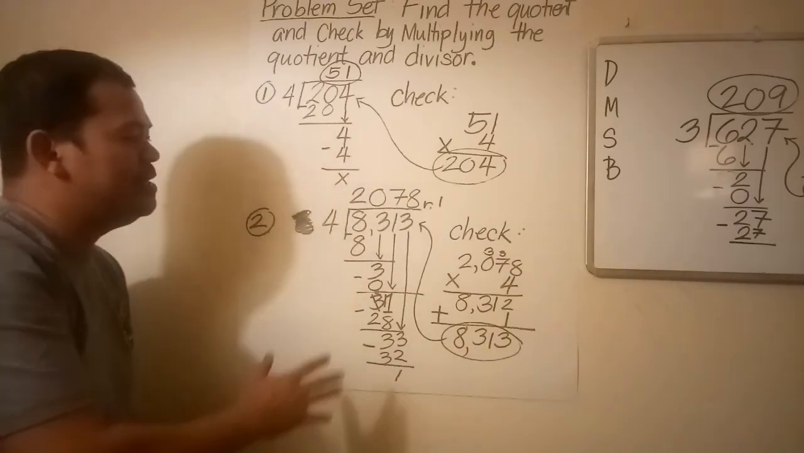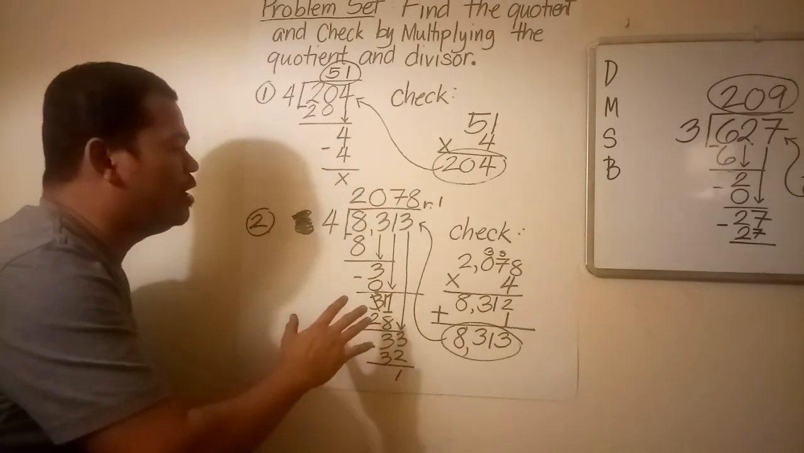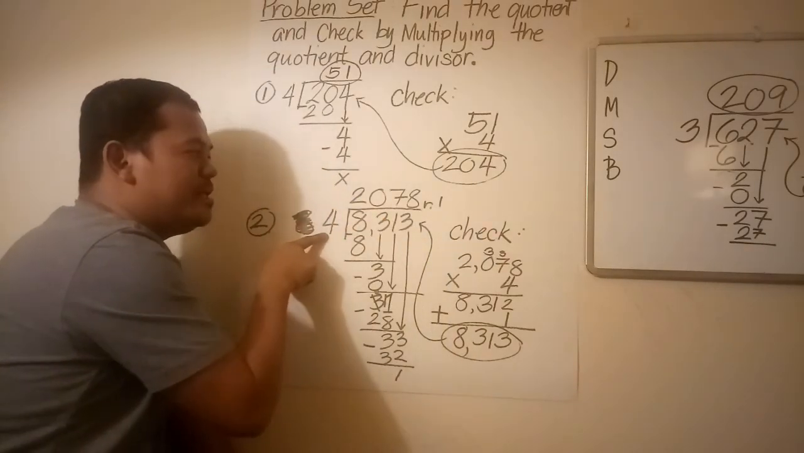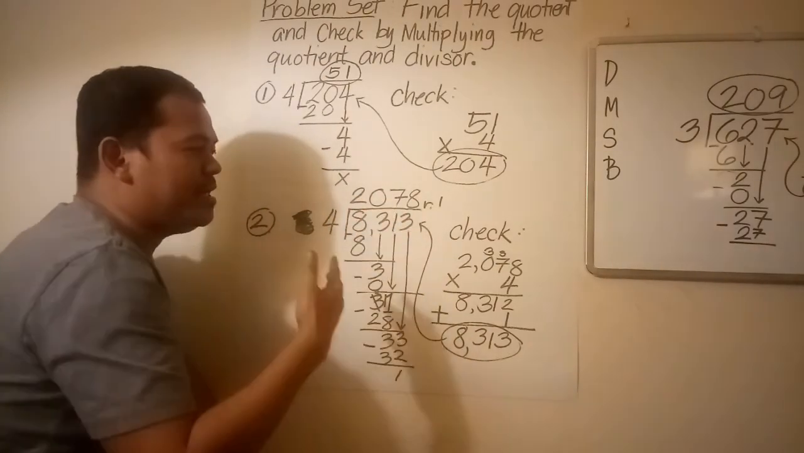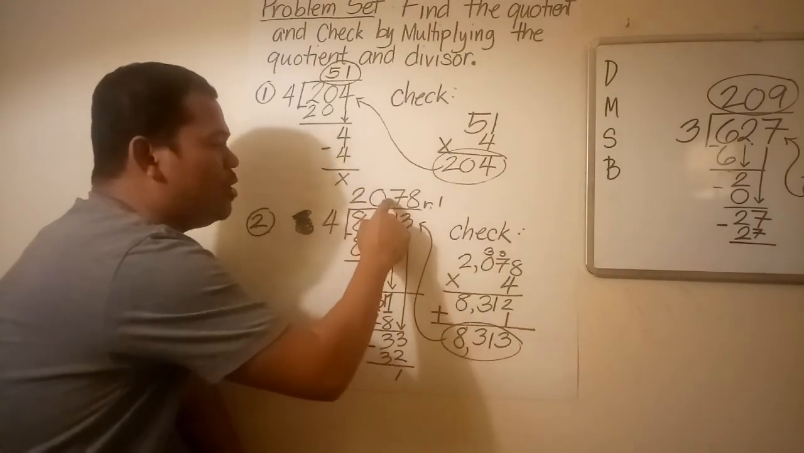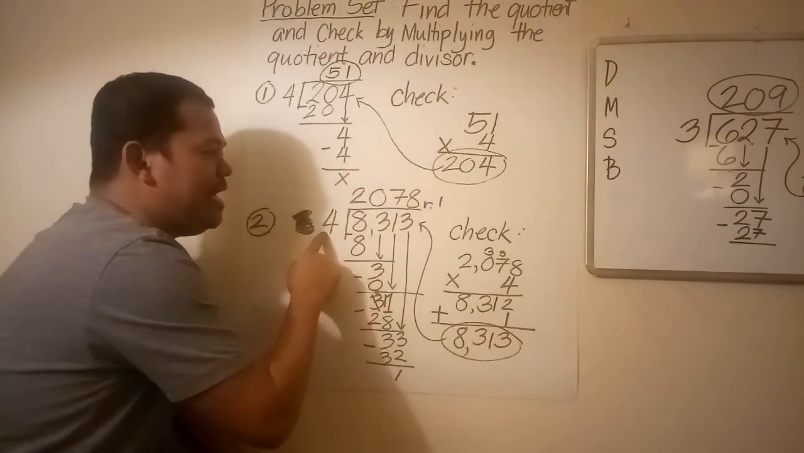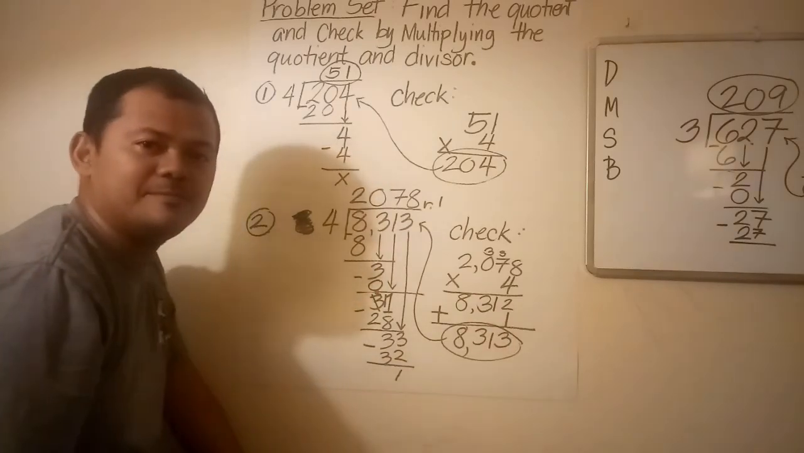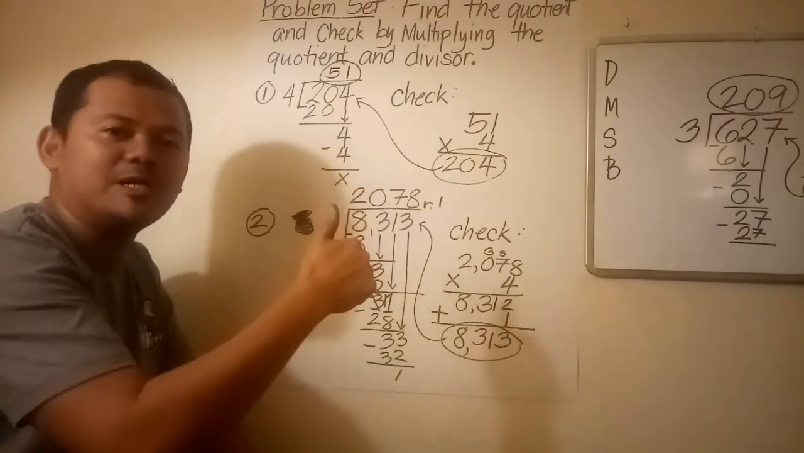Very good. So when you divide your dividend and your divisor, you're going to have your quotient. To check it, you need to multiply your quotient and your divisor, and if there is a remainder, you are going to add it to your product. Okay? So who got the correct answer?